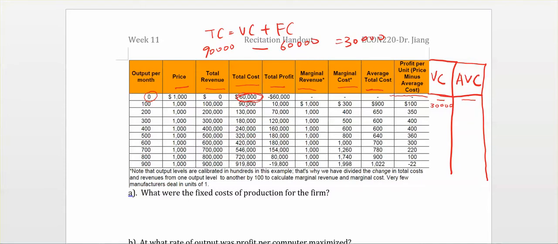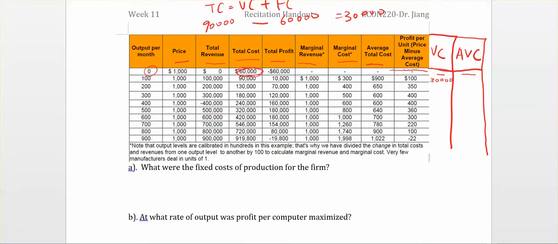And how about the rest? You can use the same method to calculate the rest of the variable cost. So I will help you do that.